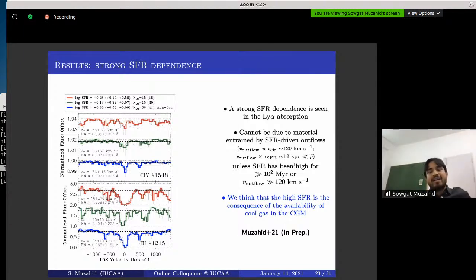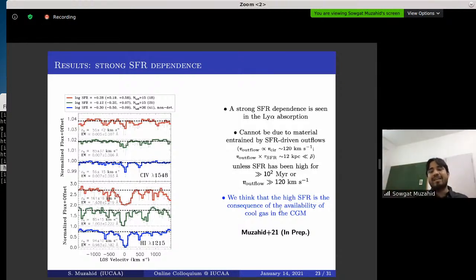And if you remember my binary slide, this tau SFR is how long the party went on, right? And basically V outflow is how drunk you were. So that's how you can explain it. When you multiply this V outflow and tau SFR, it's only 12 kiloparsecs, whereas our median impact parameter is like 160 kiloparsecs. So therefore, we think that this trend, though we see stronger H I absorption for the high SFR bin, cannot be due to entrained material from the outflow, unless the party went all night, like the SFR has been high for a very, very long time, much more than 100 million years, or the outflow velocity is really very high.